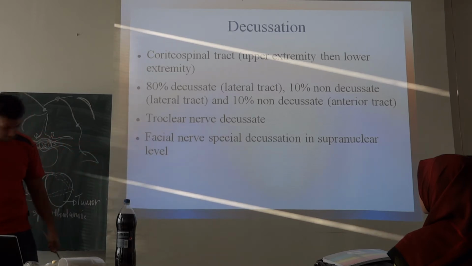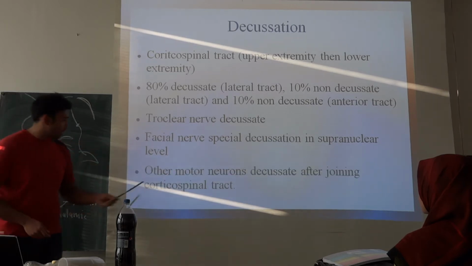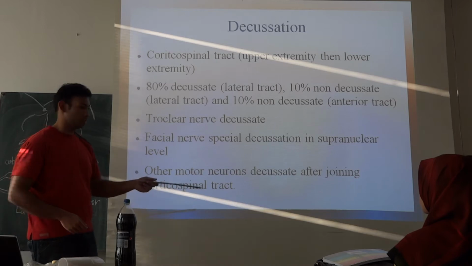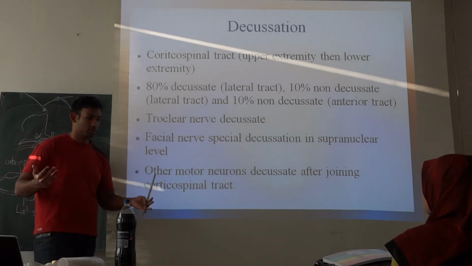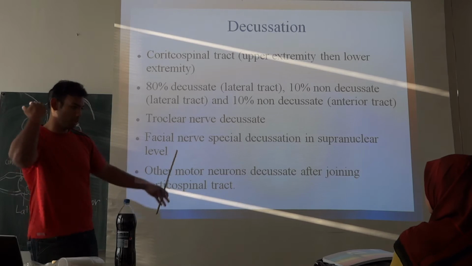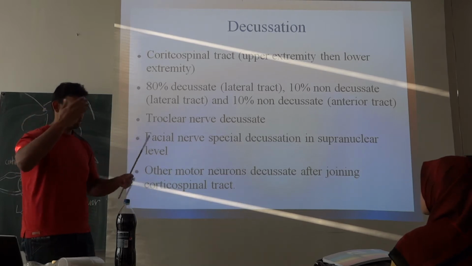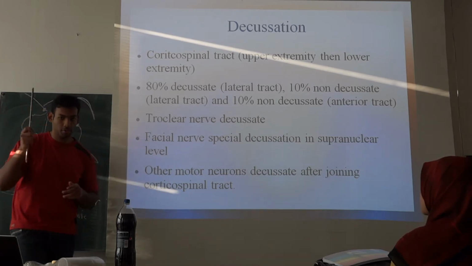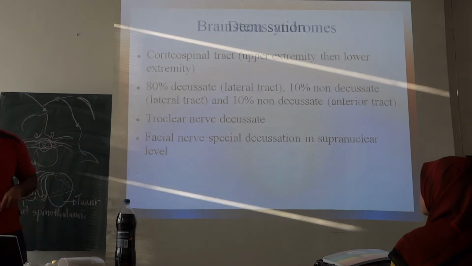And there are other motor neurons that decussate after joining the corticospinal tract. That's in the brain. They decussate in the medulla. You know it, yeah? The pyramids, they decussate. Next.